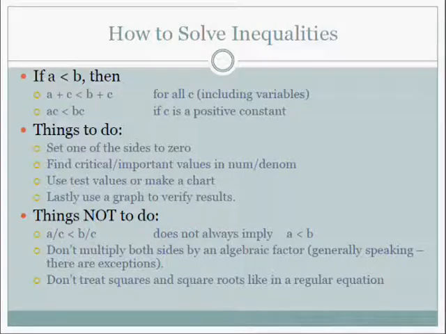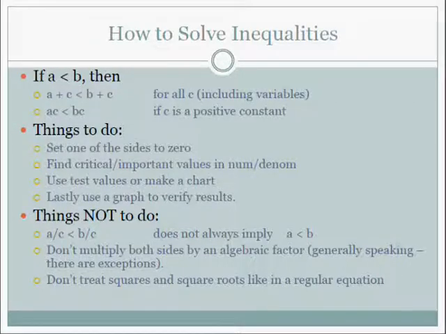So, things not to do. In general, don't multiply both sides by an algebraic factor. Again, there are exceptions, of course, if you know it's going to be a positive thing. But if you multiply both sides by x, you don't know if x is positive or negative. Then you would have to break it up into two separate cases. One where x is positive and your sign stays the same, or the other case where x is negative and then you have to flip the sign.